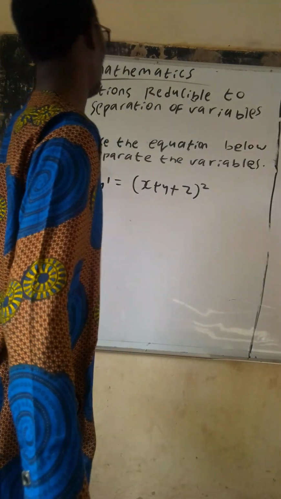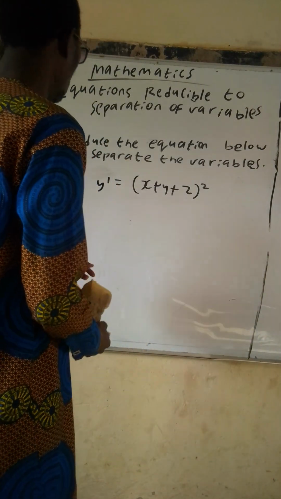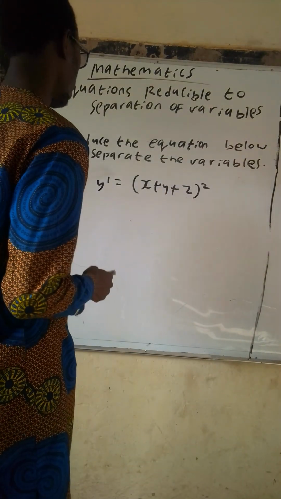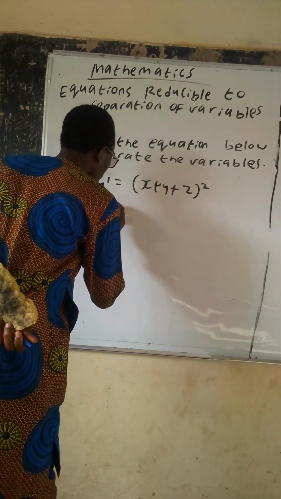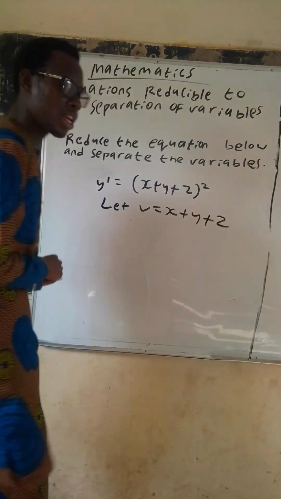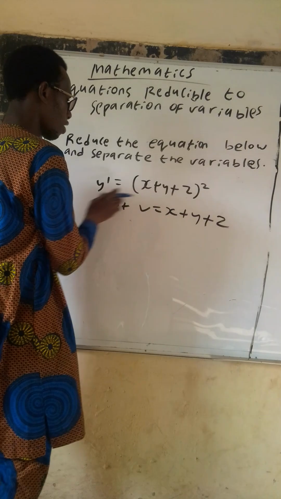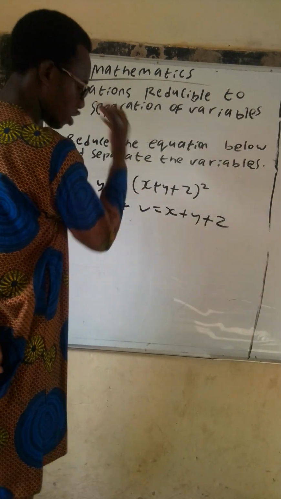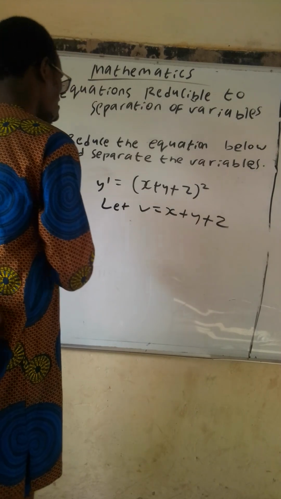So let's go right ahead to solve the question. It says, reduce the equation below and separate the variables. So now let's do this. Let v equal x plus y plus z. Since v equals this, let's find the first derivative of v with respect to x. We have what now?